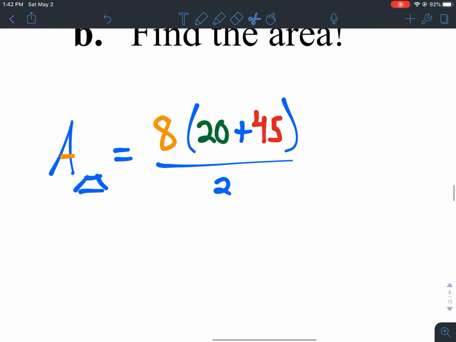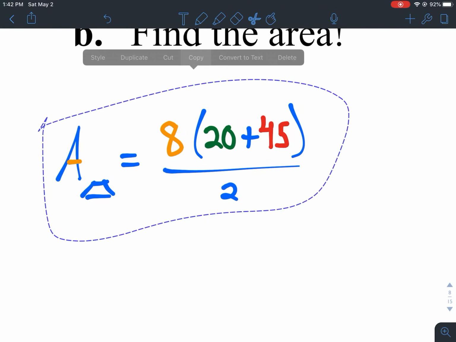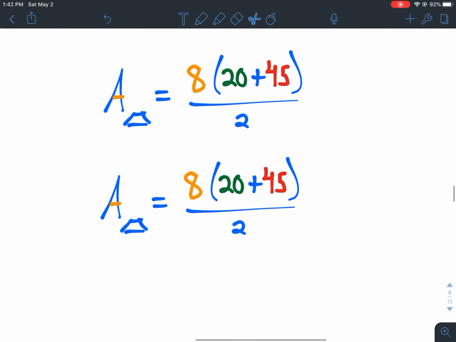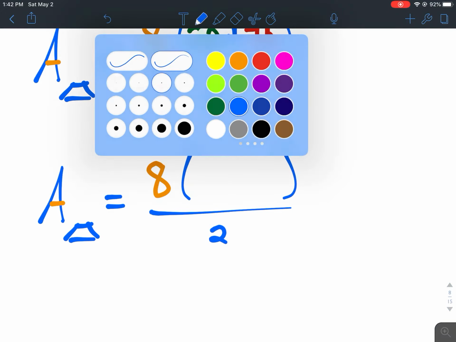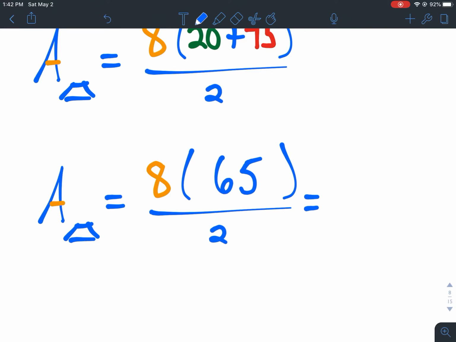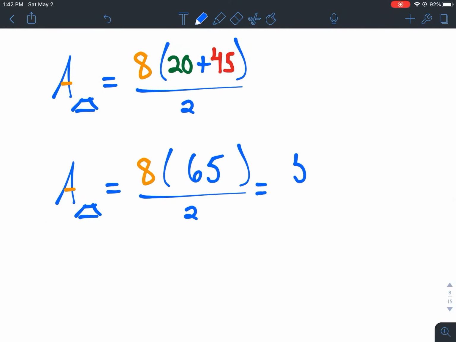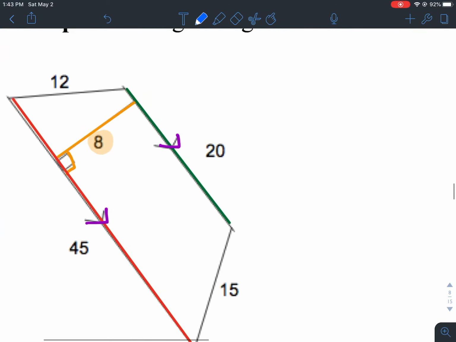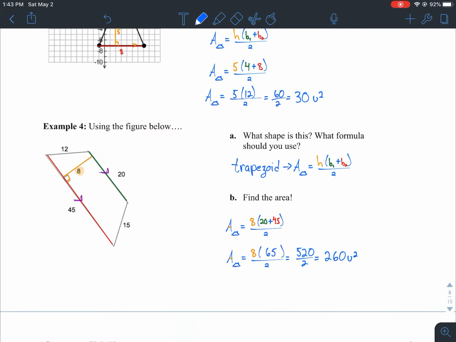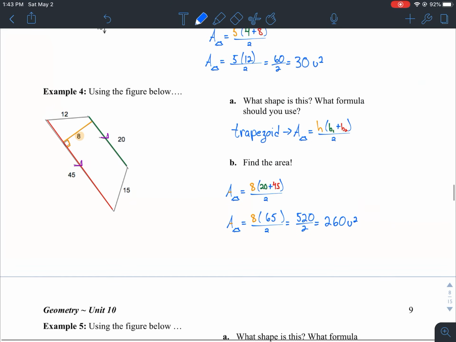So then all it is just reducing and simplifying here. Again, you just got to make sure you do things appropriately. Order of operations does matter. You first have to add what's inside the set of parentheses, which ends up being 68. So then 68 times 8 ends up being 520. Divided by 2 is a total of 260 units squared. Again, if there's no units given to you, so there's just numbers at the end, it's just units squared.